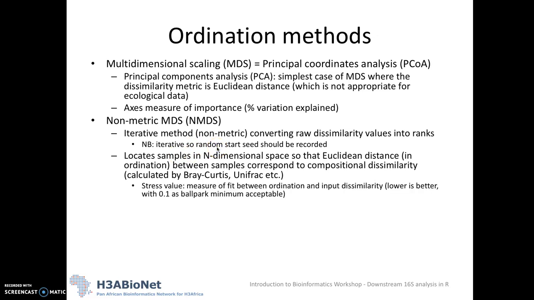So to judge the quality of our NMDS, we can look at the stress value, and that's a measure of fit between your ordination and your input dissimilarity. So lower stress values are better, and as a ballpark we can use 0.1 as a minimum acceptable stress value. So when you get to 0.2, 0.3, you know it's not really a good representation of your input data. And sometimes that iterative process won't converge at all.